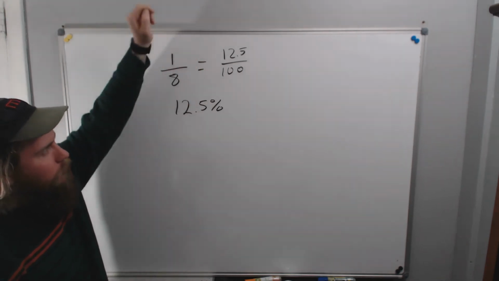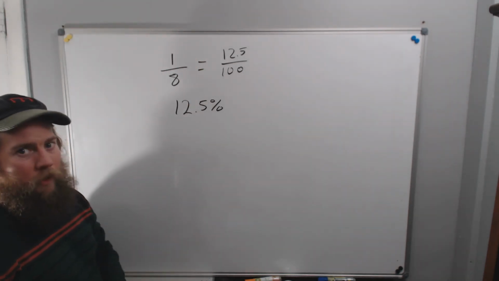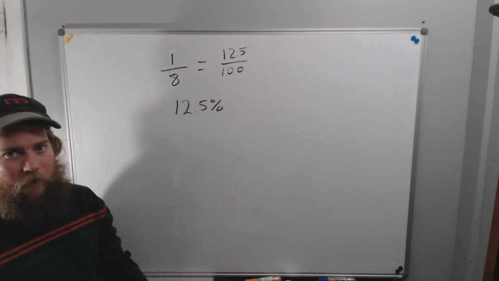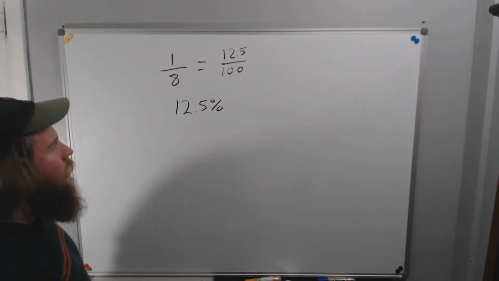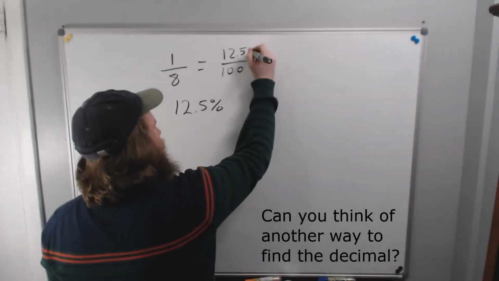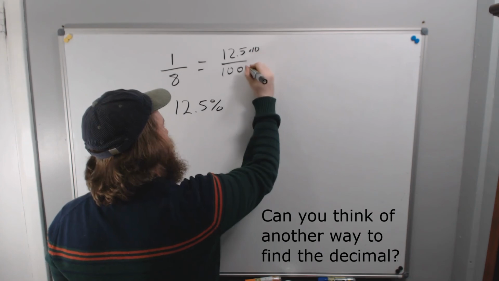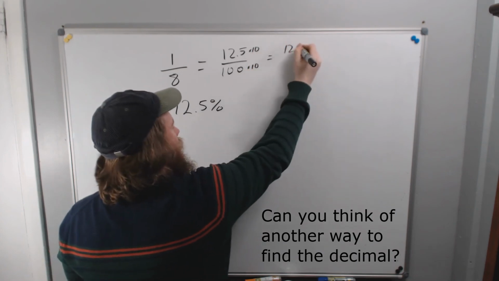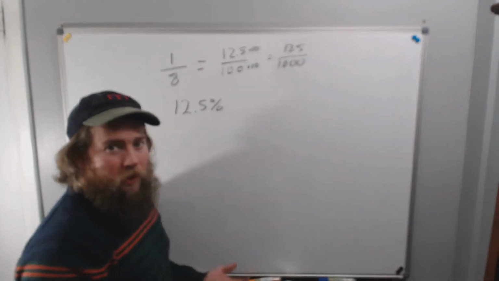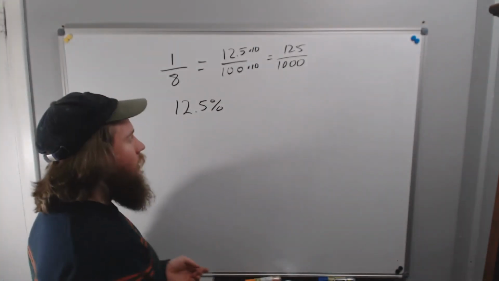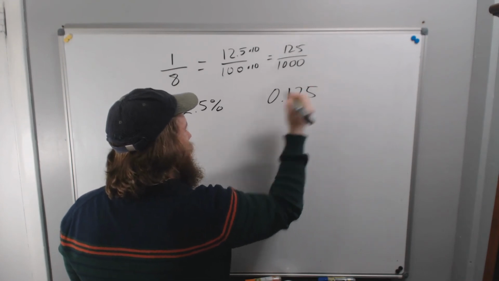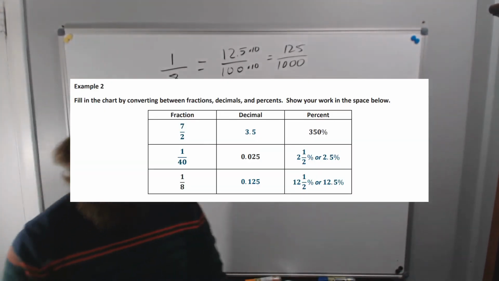But to figure out the decimal, well, we can go back up to this sort of ugly fraction we have, right? Because it's got a decimal in it. We don't like fractions that have decimals in it. But that's okay. We can use the same trick we did last time. We can multiply top and bottom by 10. So on top we get 125. On bottom we get 1,000. So we have 125 thousandths, which is just 0.125.